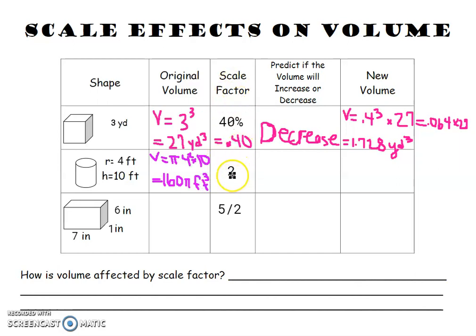Okay, scale factor of 2. This is a nice whole number. It's greater than 1. It's doubling all of our side lengths. So if we're increasing everything by 2, our volume's going to increase also. Not by 2, but it's going to increase. So again, we're going to have to cube the scale factor. So our new volume will be 2 cubed times our original volume, which is 160 pi.